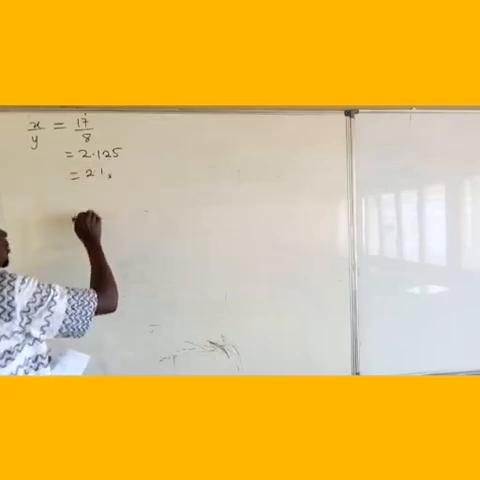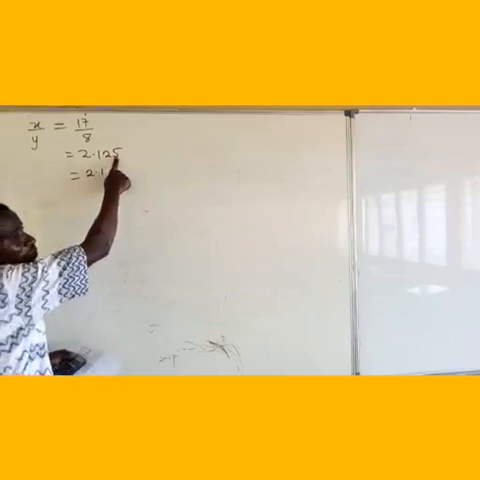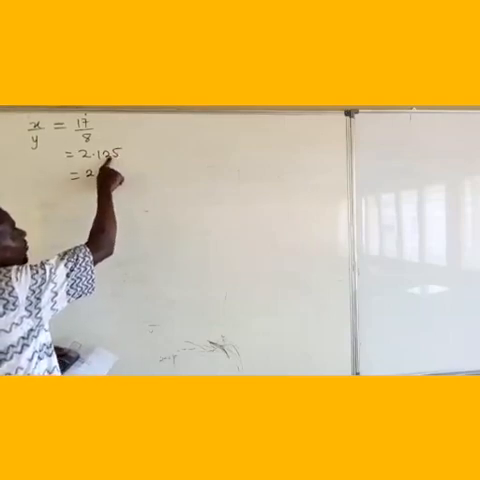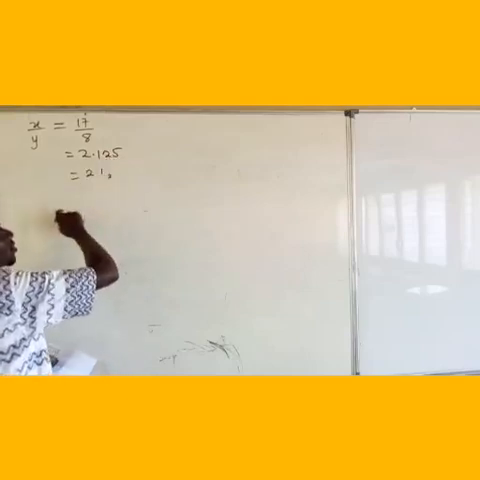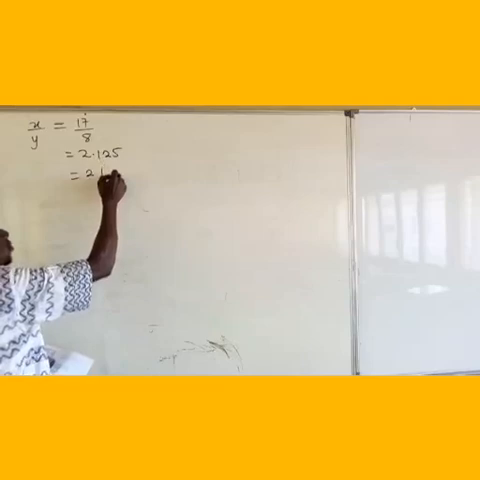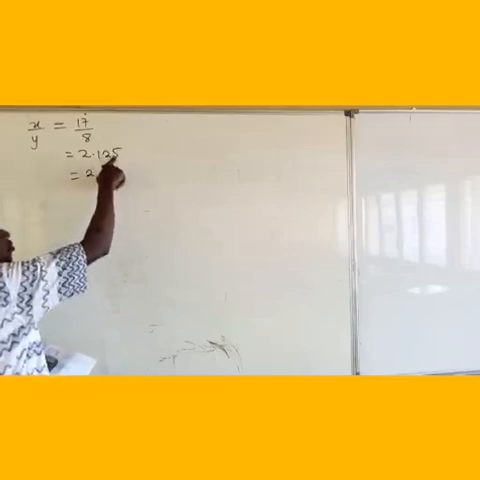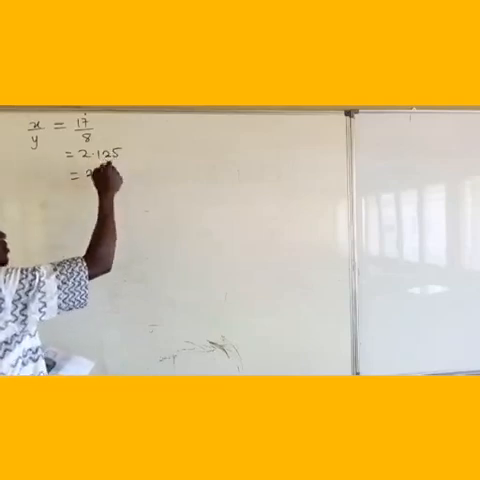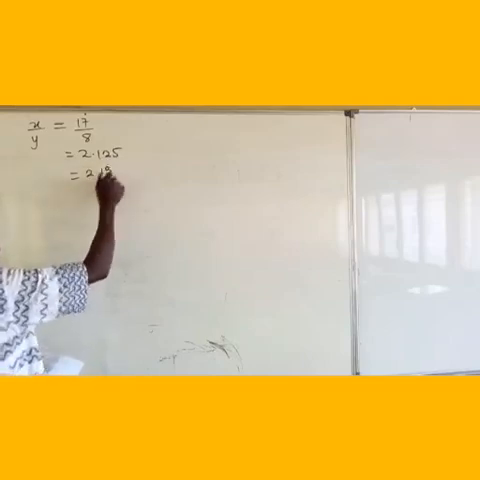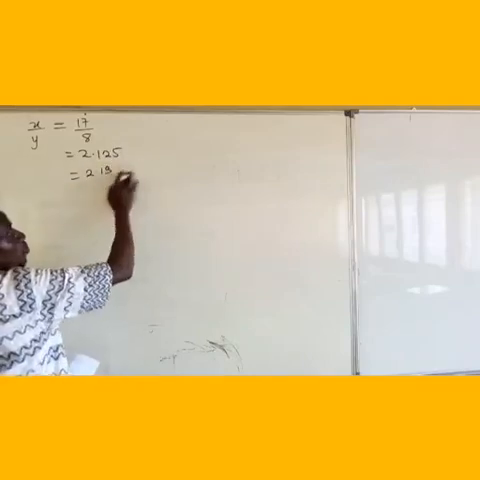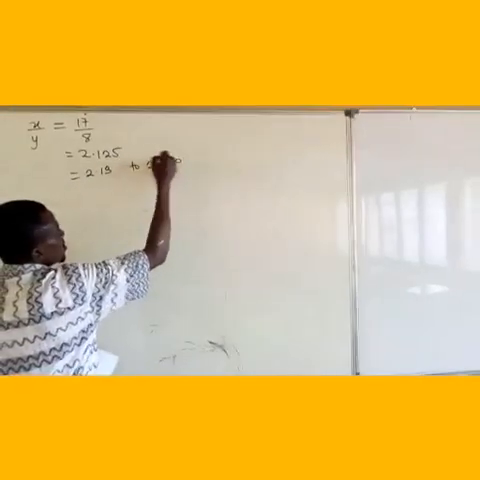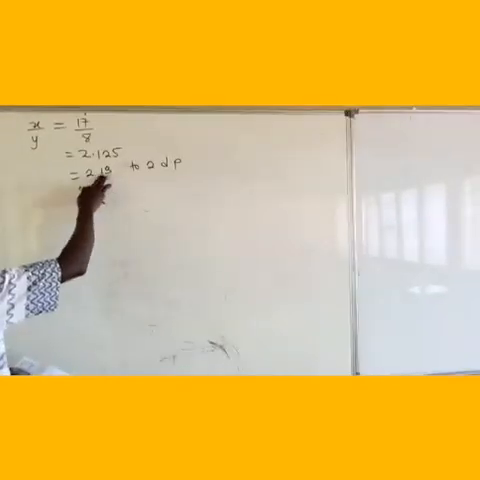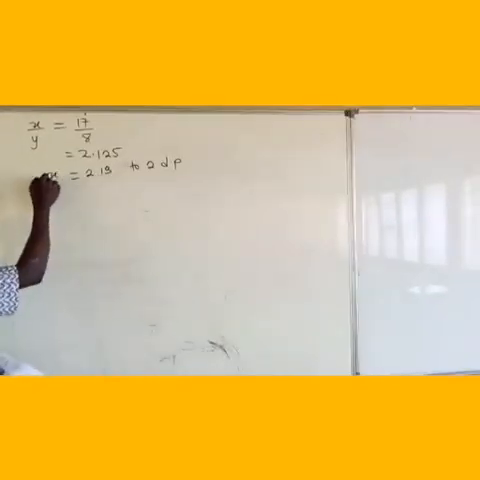2.12. But the digit after 2 is more than 4. So we borrow 1 from it, add it to 2, make it 3. So if you borrow 1 from it and add it to 2, it will be 3. So it's approximately 2.13 to 2 decimal places. So we have the answer to 2 decimal places. So x over y to 2 decimal places is this.